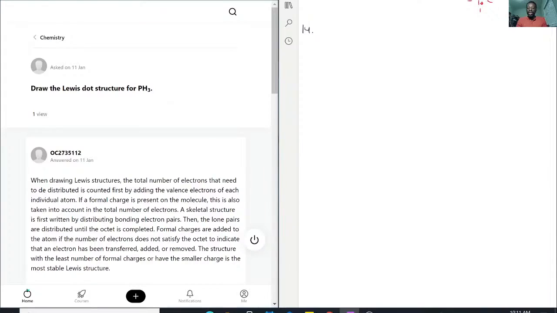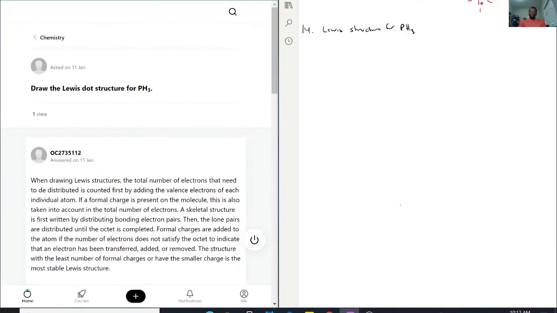Number 14, we have to draw the Lewis structure for PH3. So phosphorus trihydride. Not really sure about the name, but we do want to draw a Lewis structure for PH3.